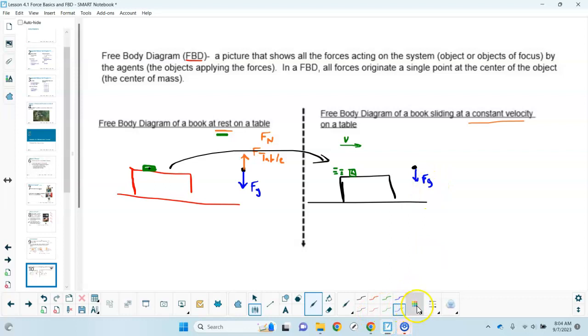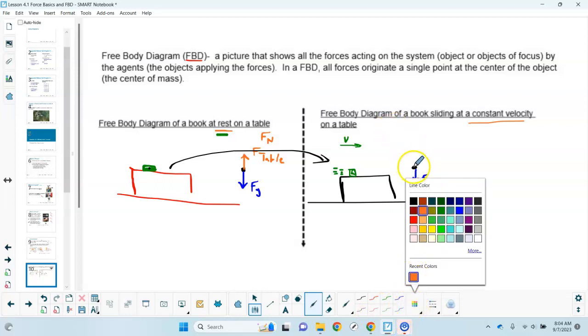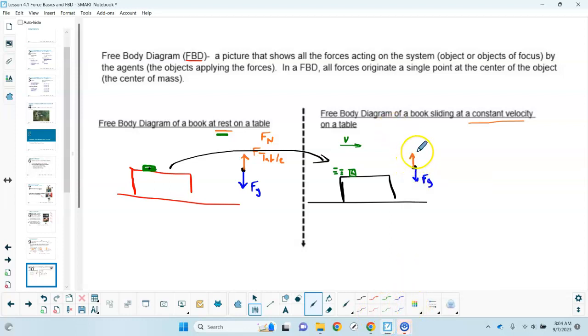And then we also have our normal force, or the force of the table. I'm going to write Fn just to get you into the habit of seeing that as a normal force. And it is the same scenario, they are in the exact same kind of proportion, so they are the same size, because if they weren't, then the book would start accelerating upward or downward.